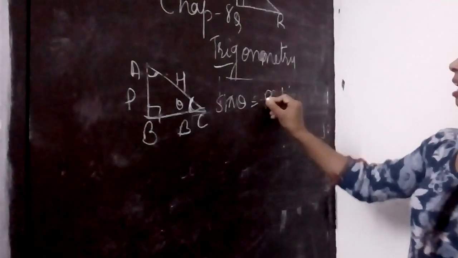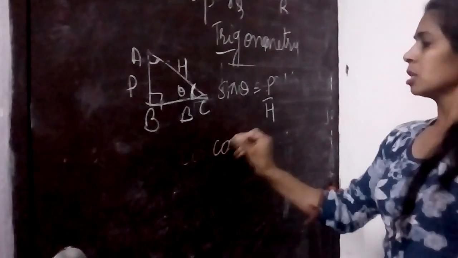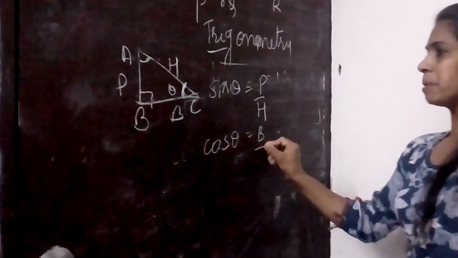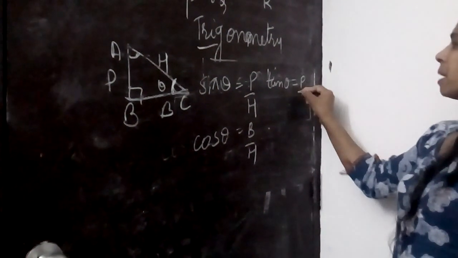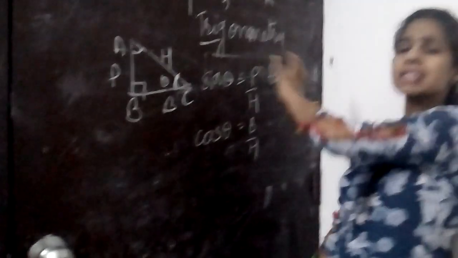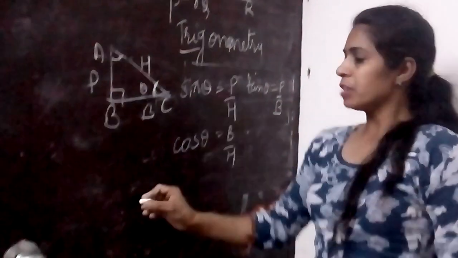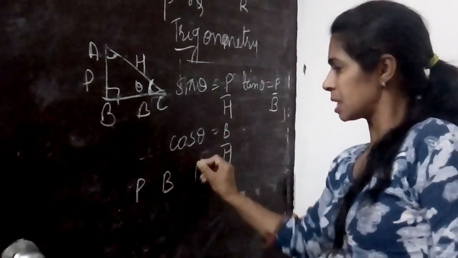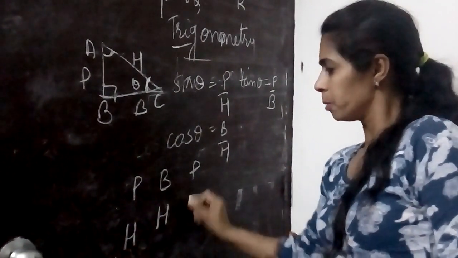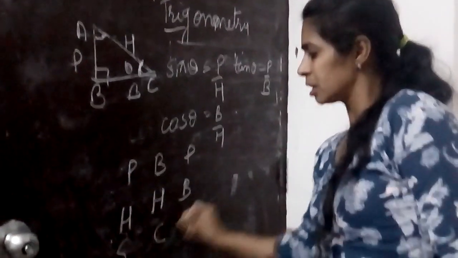So my sine theta will be P by H. Cos theta will be B by H. Tan theta will be P by B. These are the basic formulas. We can learn these through a short form. Pandit Badri Prasad Har Bole Sona Chandi Tole.